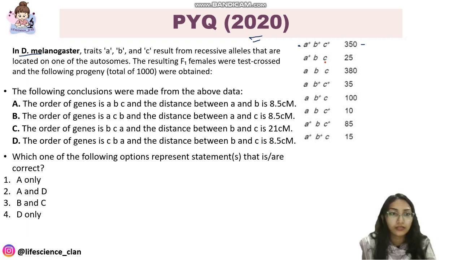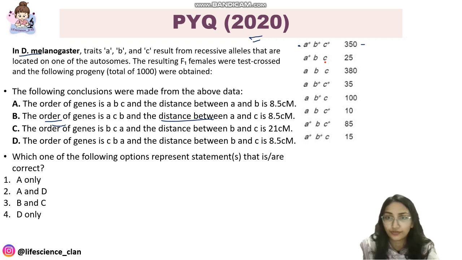So what is our question here? The following conclusions were made from the above data. Statement A: the order of genes is A, B, C and the distance between A and B is 8.5 centimorgan. Statement B: the order of genes is A, C, B and the distance between A and C is 8.5 centimorgan. Okay, so basically all the statements first talk about the order and then the distance. So what we have to do is find out the order of these genes. They have written A, B, C, but the order could be BAC, BCA, any of these. So for this, first we have to find out which is the FDS.